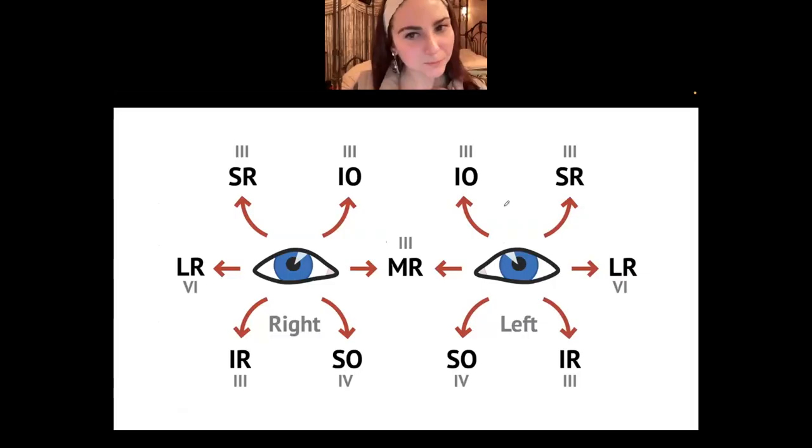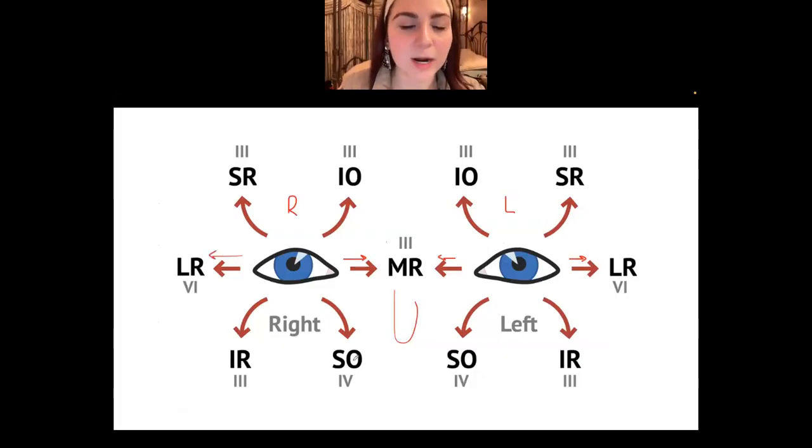So for example, this is going to be a left eye, this is going to be a right eye. The medial rectus, this is what does adduction, so looking towards the nose, which would be right here. That helps with adduction of both eyes. Your lateral rectus, this is cranial nerve 6, we haven't gotten there yet, but that helps with abduction on both sides. That's cranial nerve 6.